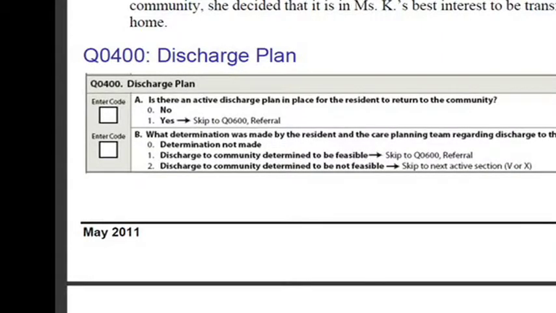Okay, one more. All right, we have an 82-year-old widowed woman with advanced Alzheimer's. She has no family, and she's resided at the nursing home for 4.5 years. The resident is not able to be interviewed. For Q0400B, how would you code? 2. Discharge to the community is determined to be not feasible, and you would skip to the next active assessment section, V or X. The rationale is she's not able to be interviewed, and there's no family or other person to support her in the community. Any questions about that?